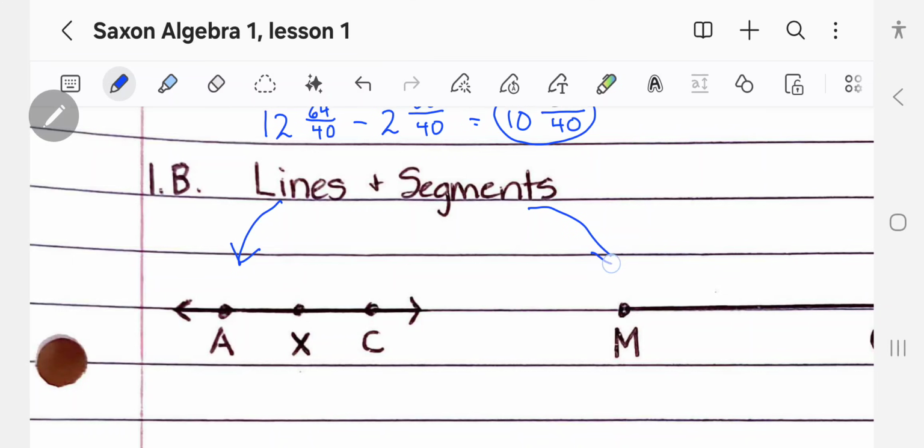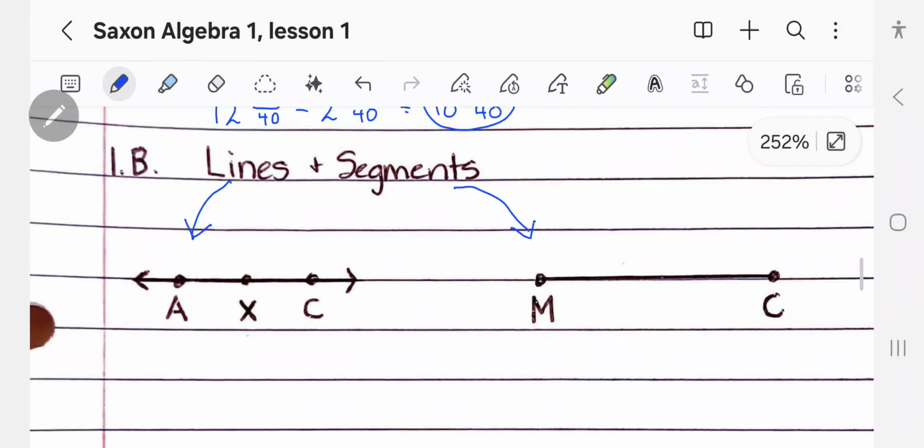And this over here is a segment because it shows that it has two endpoints. Now, you can also look at the one on the left and say, well, yeah, but there's a segment here. AX is a segment, and XC is a segment, and AC is a segment. Okay, so we can see segments in this line as well.